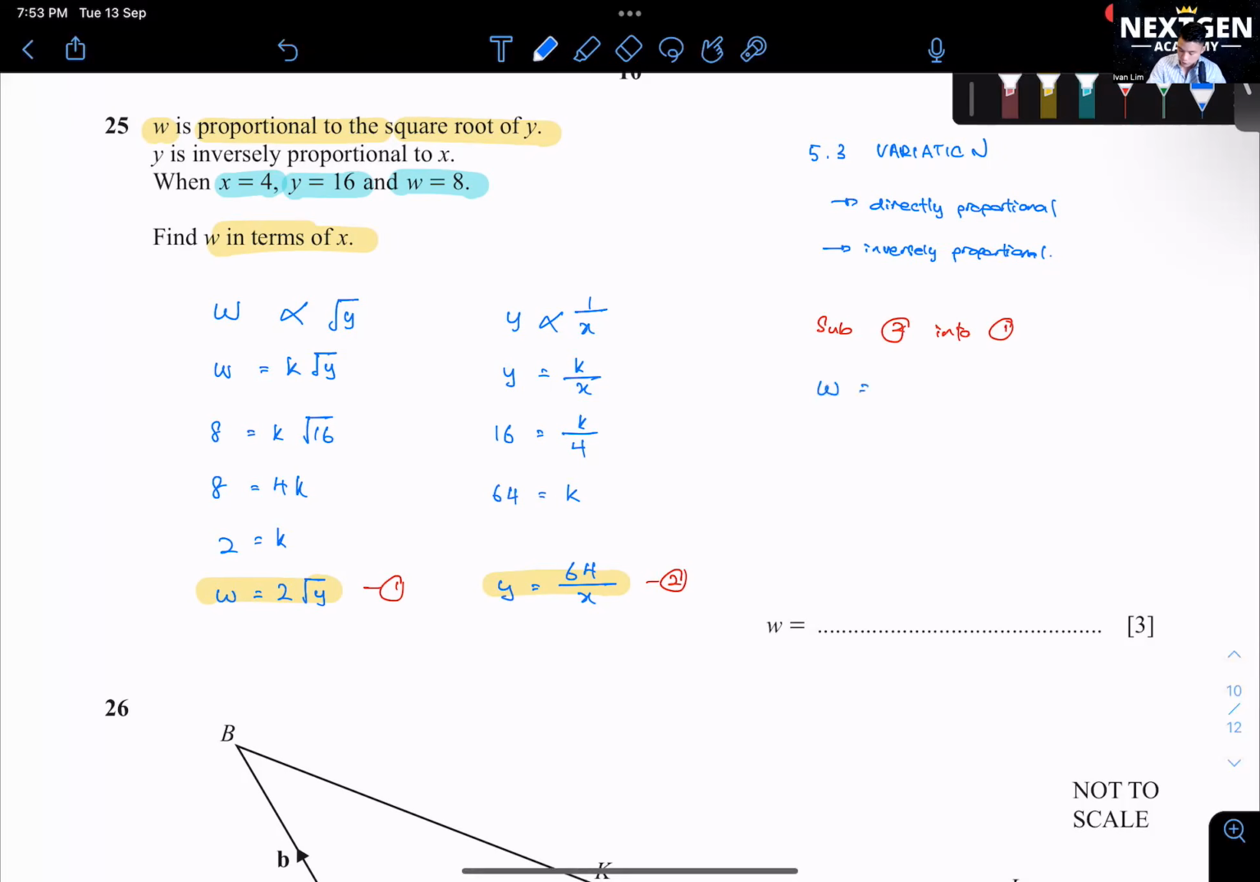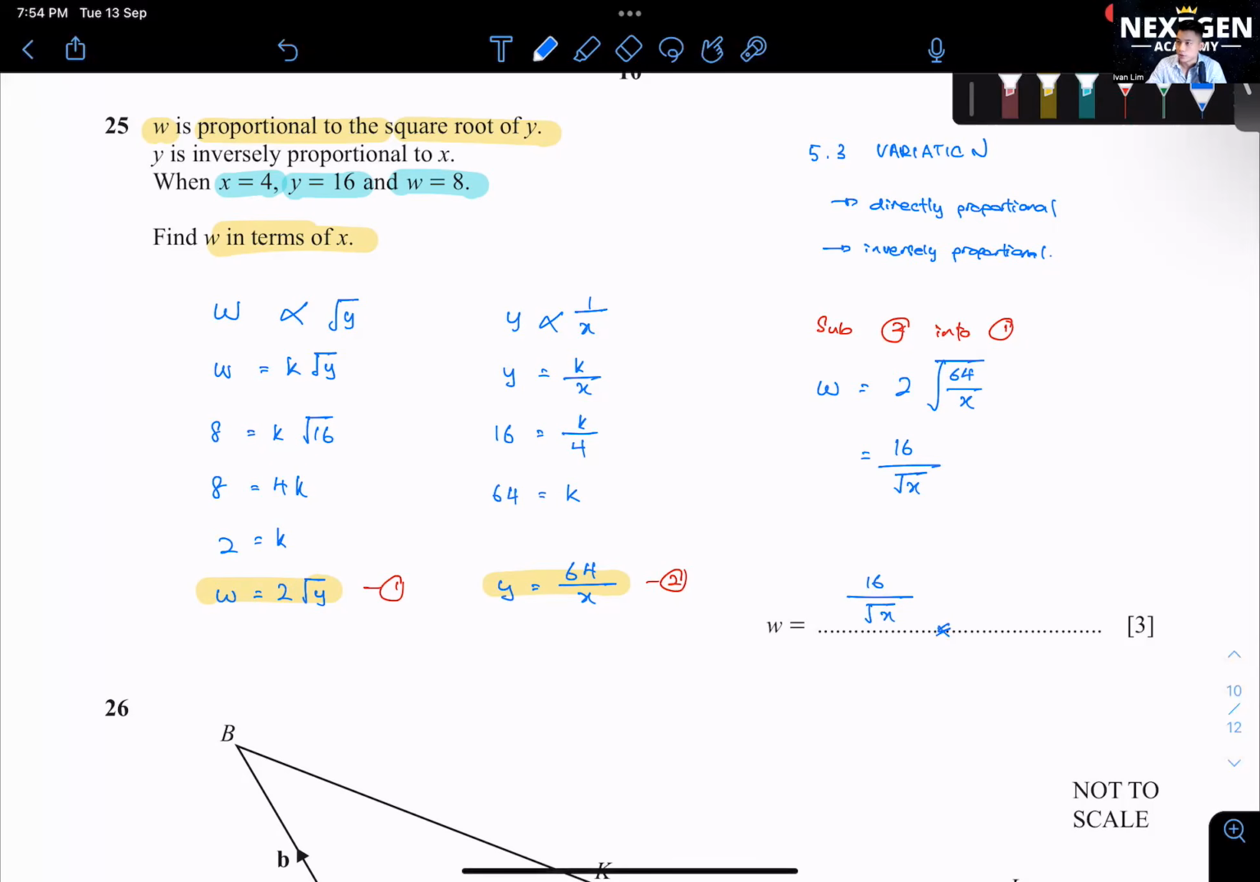Therefore, it will be w equals 2 cube root of 64 over x. We can simplify it. The cube root of 64 will be 4, then times 2. Then you will get 8 over cube root of x.